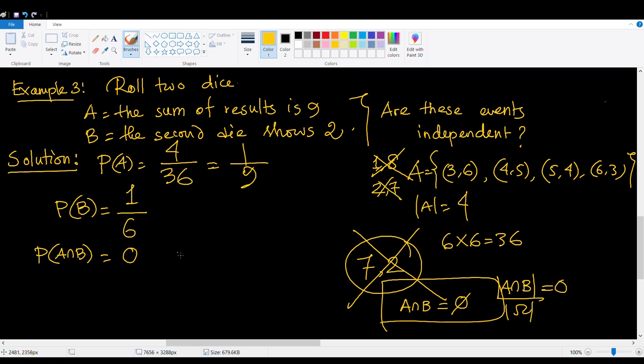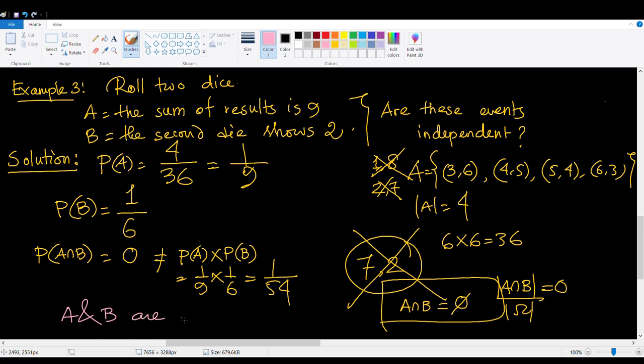Now it's time to compare. So 0 is not equal to P of A times P of B, because it's equal to 1 by 9 times 1 by 6, which is 1 by 54. So 0 is not equal to 1 by 54. So we can conclude that A and B are not independent. Okay, we are done with this problem, and here's something to see.